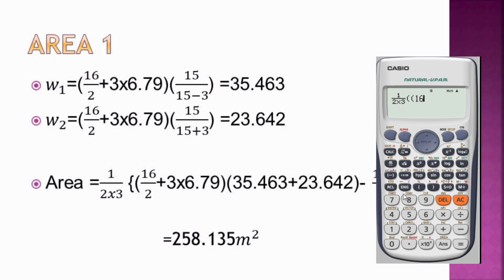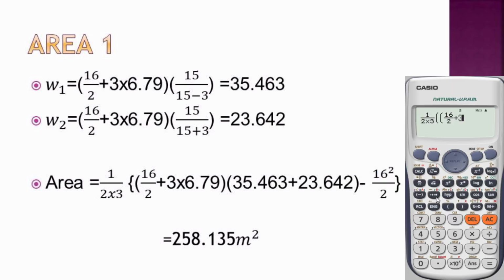And then my area, that is 1 over 2 times 3 into bracket b over 2, that is 16 over 2 plus 3 times 6.79, and then the same is done, that is 35.463 plus 23.642, and our final answer, we subtract 16 squared over 2. My area 1 becomes 258.135 meters squared.